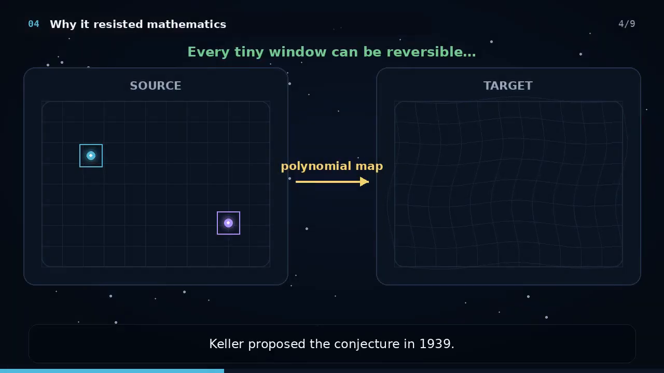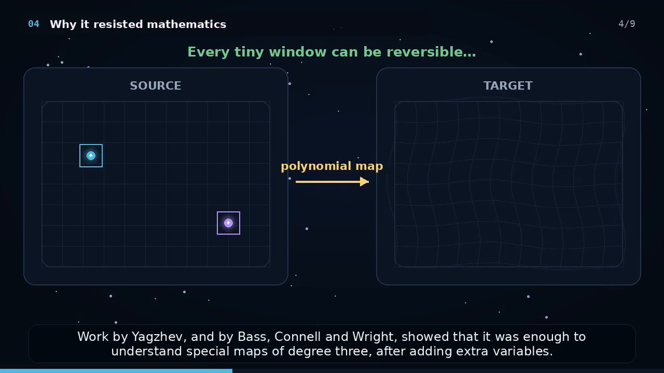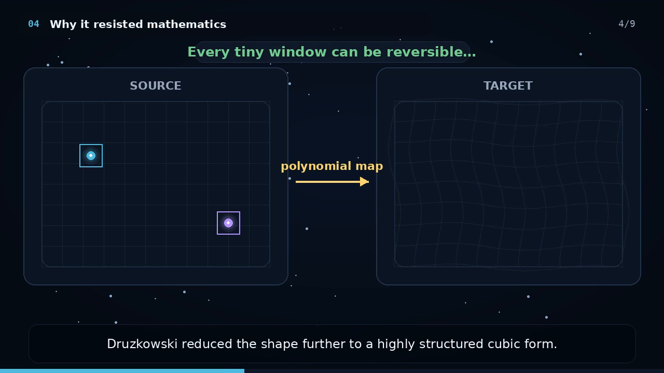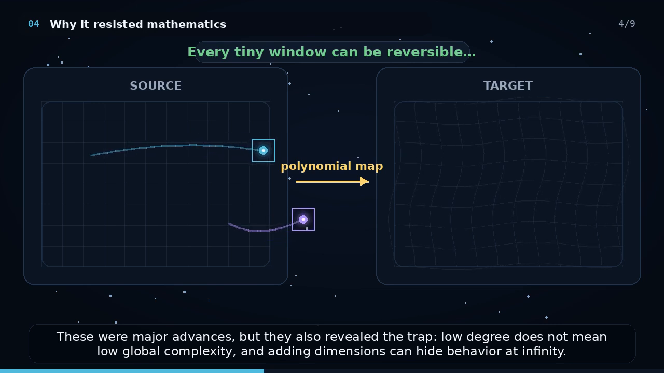Keller proposed the conjecture in 1939. Progress came mostly by reducing its apparent complexity. Work by Yagzov and by Bass, Connell, and Wright showed that it was enough to understand special maps of degree 3 after adding extra variables. Druzkowski reduced the shape further to a highly structured cubic form. These were major advances, but they also revealed the trap. Low degree does not mean low global complexity, and adding dimensions can hide behavior at infinity.